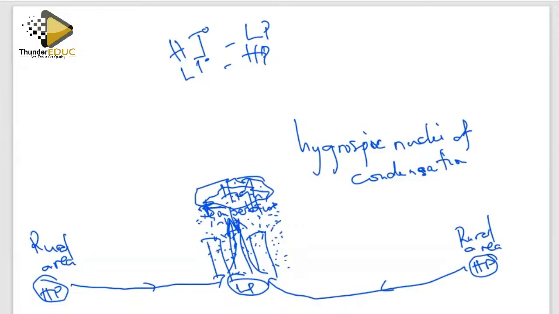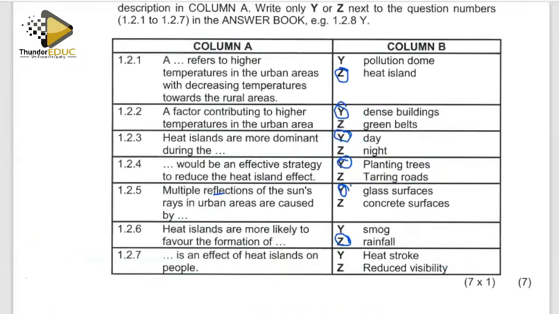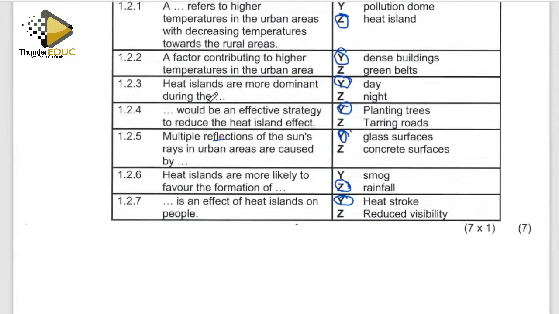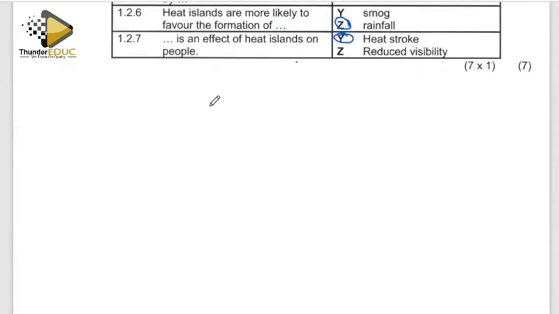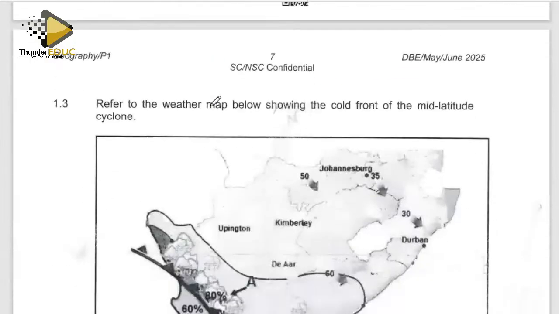Right. Going on to the next question. Our next question is saying dash is an effect of heat islands on people. The likely response is heat stroke. Heat islands are likely to cause heat strokes amongst people in the urban area because of excessive high temperatures. People are likely to be affected by heat stroke. Right, we move on to the next question.